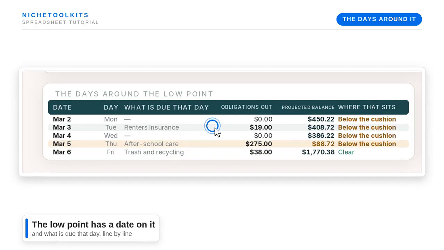And this is why the runway is worth reading rather than glancing at. It does not just give you a number, it gives you the days around it. The 3rd, the 4th, and the 5th of March, with what is due on each one and where the balance sits after it. A number tells you that something is tight. A dated table tells you which morning and which bill, so you know exactly what you would be moving.